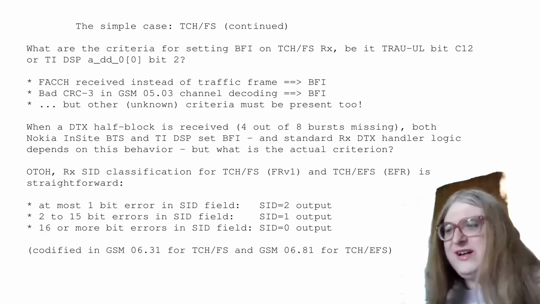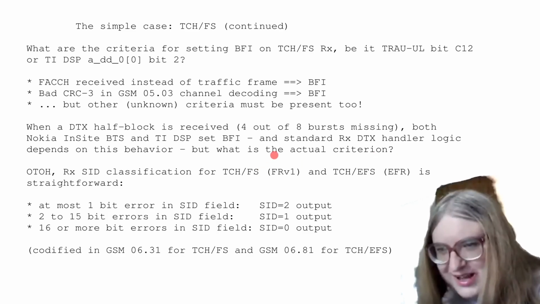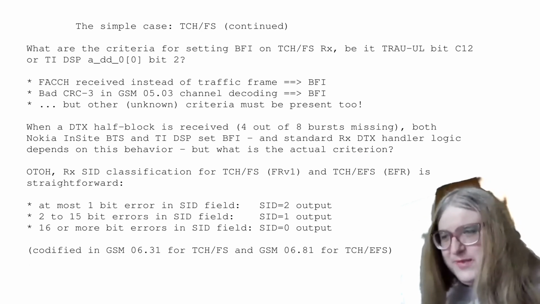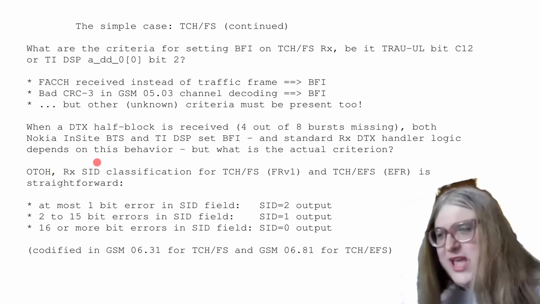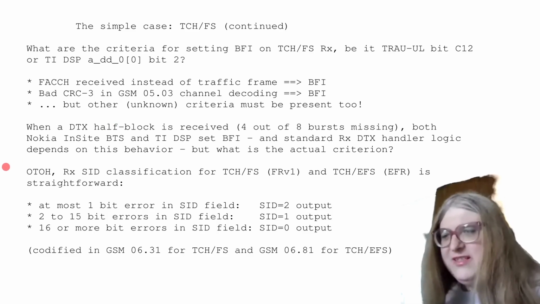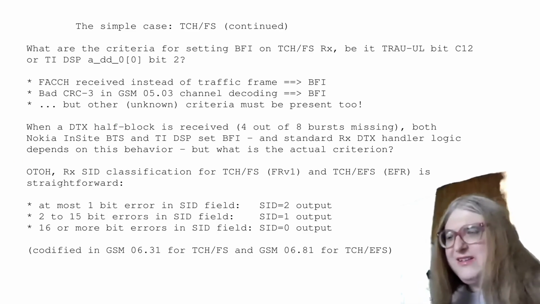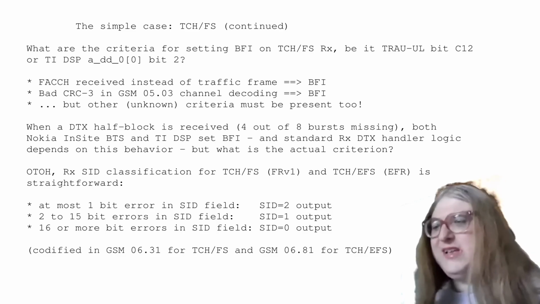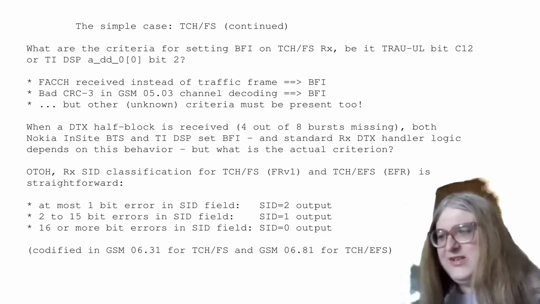It only gets 4 bursts out of 8. And actually, as I say, the standard prescribed RxTTX handler logic, the spec does not explicitly spell it out, but when you follow through the logic that is described, you will see that the logic depends on this behavior. So if this behavior was not there, if the BTS were to not set the BFI on those half blocks, then the comfort noise parameter interpolation logic in the RxTTX handler will get messed up. And that's actually what happens in the case of Sysmo BTS.